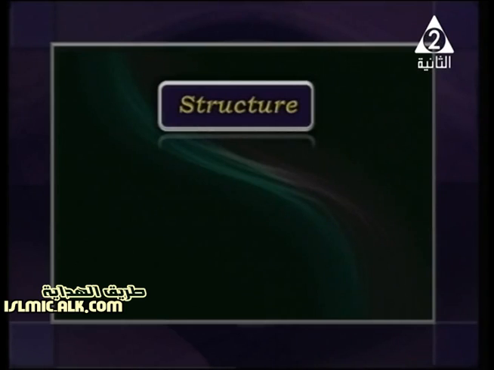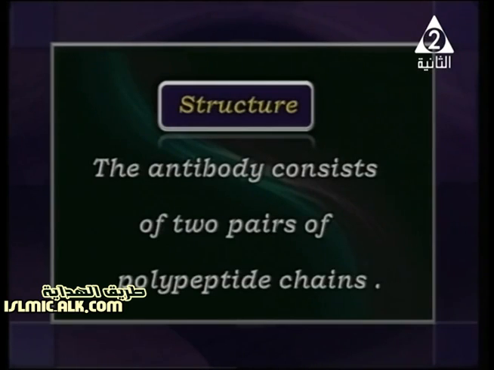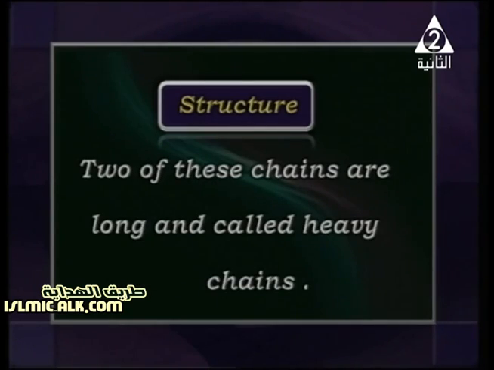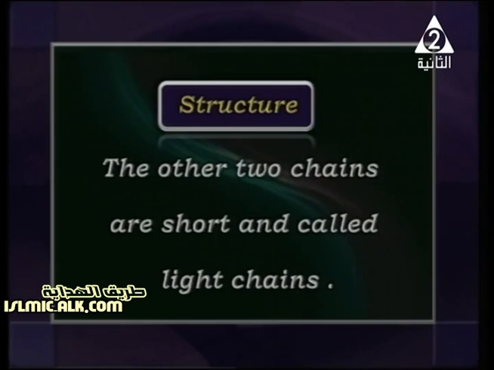The structure: the antibody consists of two pairs of polypeptide chains. Do you remember the polypeptide chain? Number two, two of these polypeptide chains are long and are called heavy chains. I have a picture for you, so don't worry about the imagination here. The last piece of information about the structure is that the other two chains are short and are called the light chains. So we have the heavy chains and the light chains.